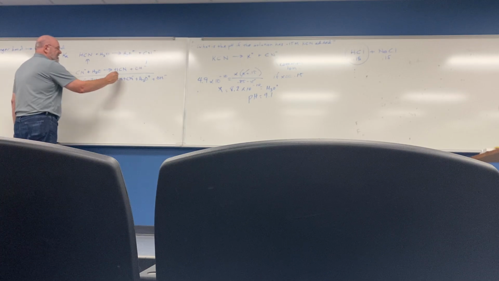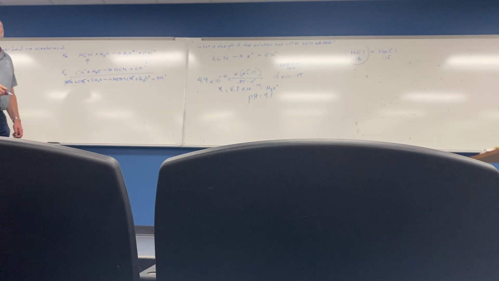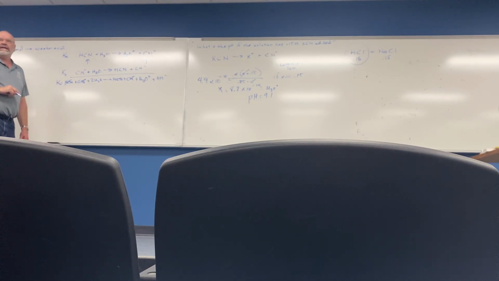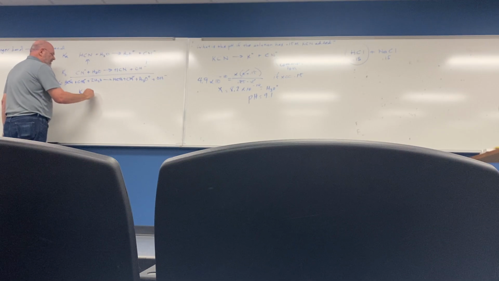And get rid of these HCNs on both sides. I get rid of CN on both sides. Oh my gosh, look what I have left. It's just water. That's water. This is Kw. And do you remember when we add reactions together, we multiply the equilibrium constant? So Ka times Kb equals Kw.